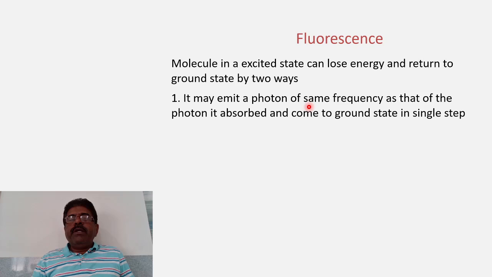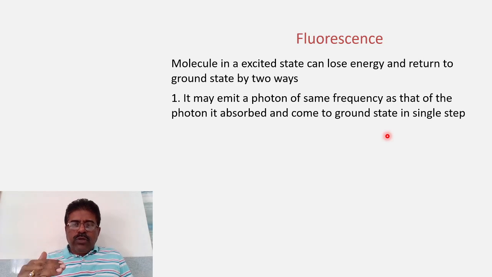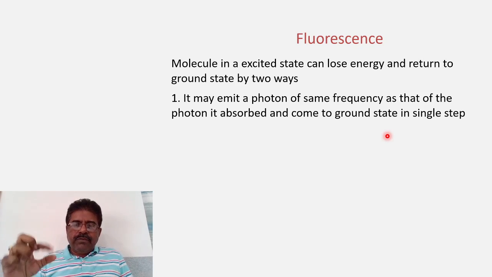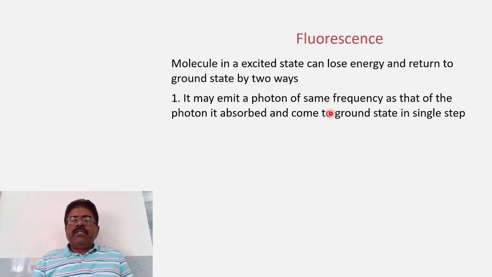First, it may emit a photon of the same frequency as that of the photon it has absorbed and come to the ground state in a single step. From the excited state, it will come down to the ground state by giving out a photon having energy equal to the difference of these two states. Therefore, this results in emission of a certain photon, or absorption of a certain photon in the case of absorption spectra.